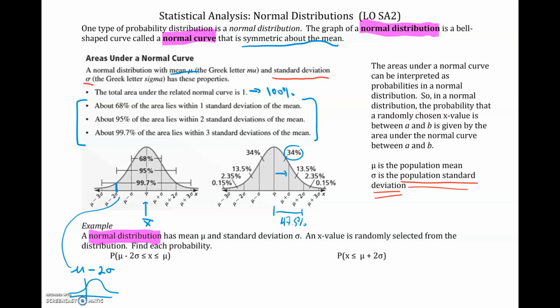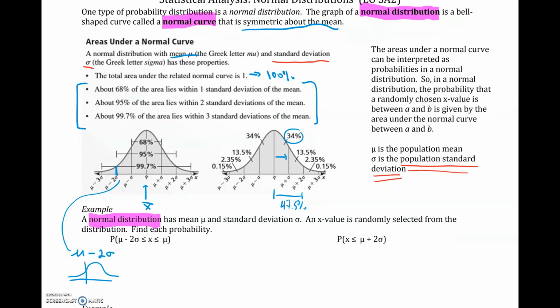Well, I can write that a little bit better. Let me scoot up a bit. So we're going to take that mu minus 2 sigma all the way up to the mean. So the mean is right up here, so that is mu. So we're asking, what are the chances we lie in this shaded region? Well, then you have to think, okay, what is that percent?